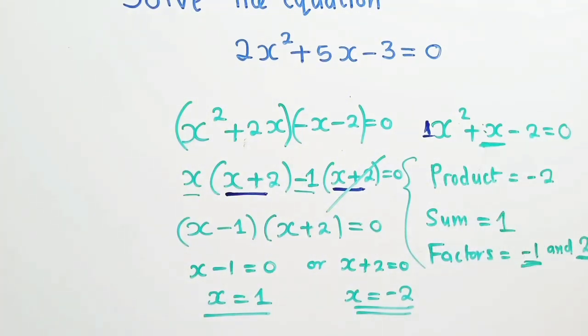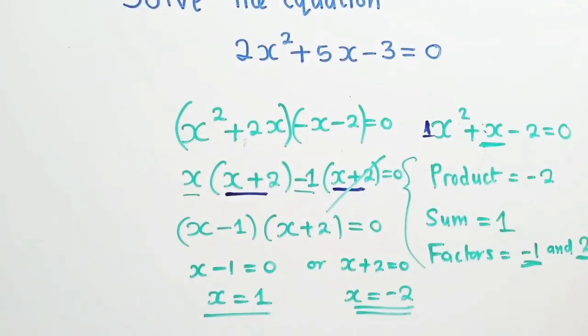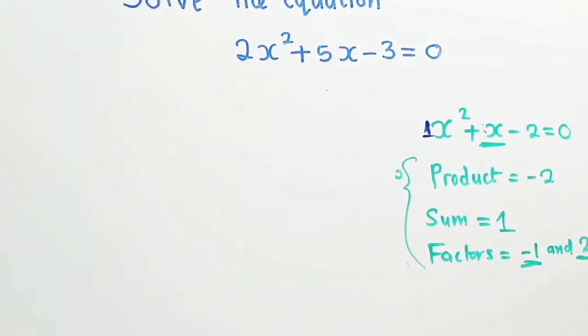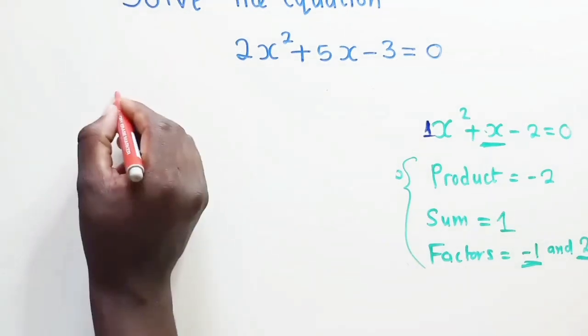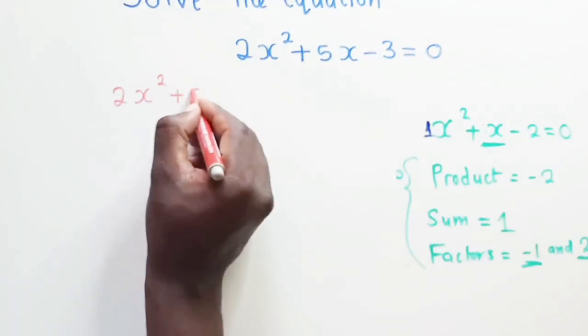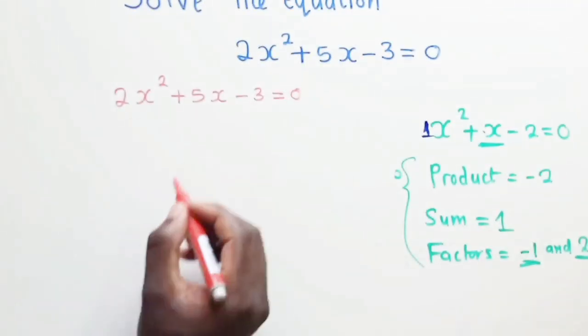Now, let's try to apply all these steps to this one, and see how it will look like. So I'm going to leave this part so that we can be making reference to this part right here. So we have 2x power 2 plus 5x minus 3 is equal to 0. So this is what we have.